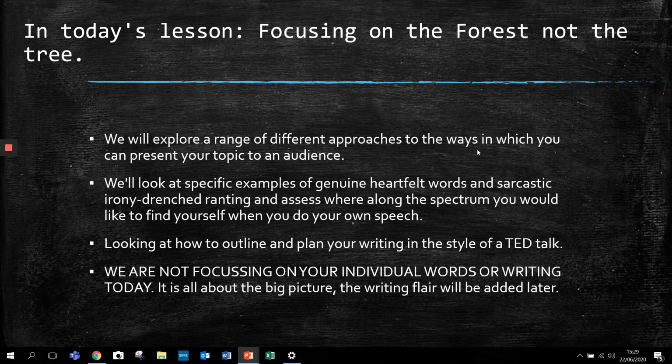Okay, it's all about the big picture. The writing flair will be added later. Your personality will be added later. Today, we are researching and investigating what makes a good speech.